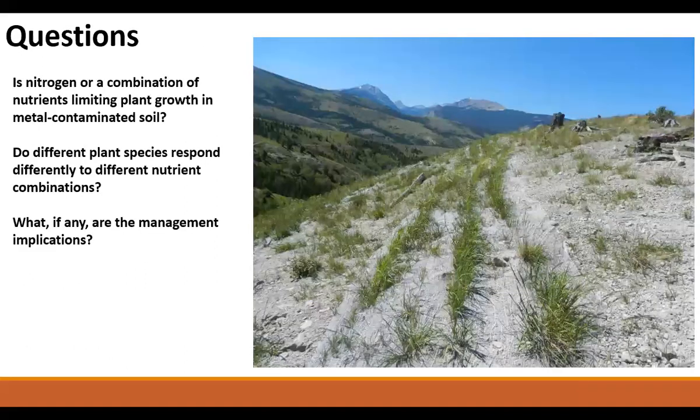So to formalize these questions a little more and get into the study, based on the background that I just gave, we wanted to know: because we're near Anaconda, so high latitude, young soil, is nitrogen limiting, or is it a combination of nutrients, P plus micronutrients, or N and P, that are limiting plant growth in this metal contaminated soil?